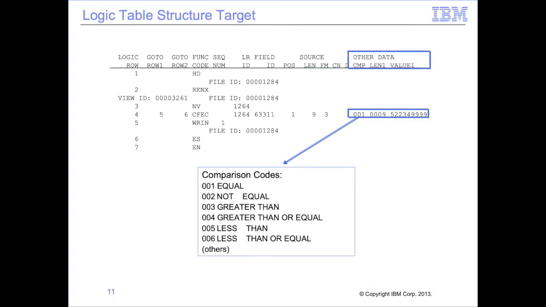The last set of columns vary depending upon the logic table function code. For comparison functions, it contains the type of comparison to be performed, the length to be compared, and the constant to be compared against. In this example, the event file field is to be compared for an equal condition for 9 bytes to the constant of 522349999. Other function codes may display only the constant to be used in the function or other data.